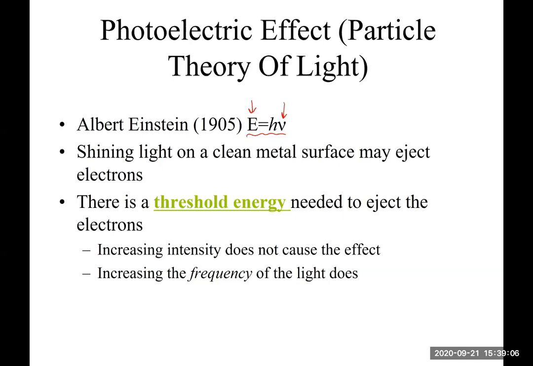Again, increasing the intensity did not affect whether or not Einstein could eject an electron from the surface of a metal, but increasing the frequency of the light did serve to meet a particular threshold of energy that would allow ejection.